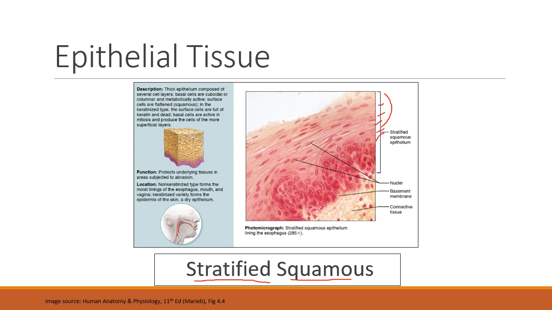Where do you see stratified squamous? You'll see it in a lot of areas. It depends on if there's keratin or not. But if it's not keratinized, which this example is, you'll see it inside of the mouth, inside of the vagina, and then maybe some other structures inside of the body.